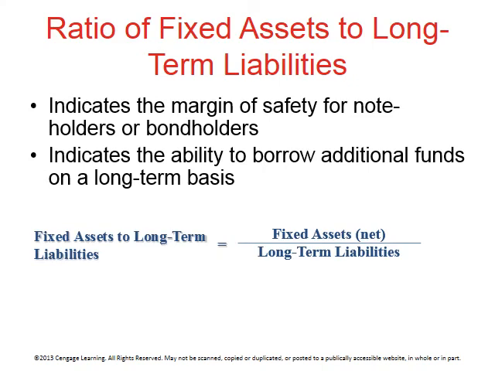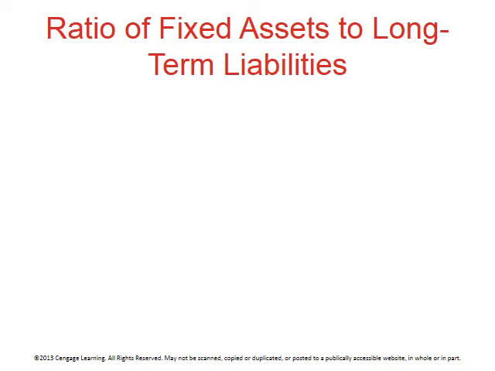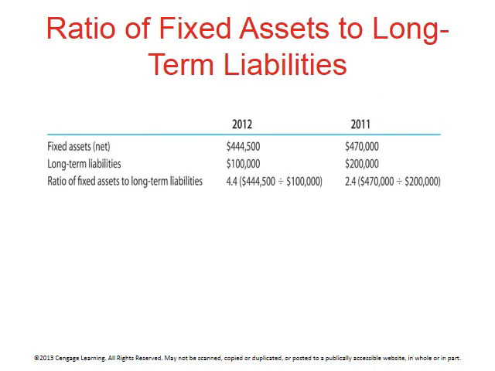The ratio here is pretty simple: fixed assets divided by long-term liabilities. So we look at 2012, our fixed assets, 444,500. Our long-term liabilities were 100,000. So our ratio comes out to 4.4. That means you have $4.40 of fixed assets for every dollar of long-term liabilities.